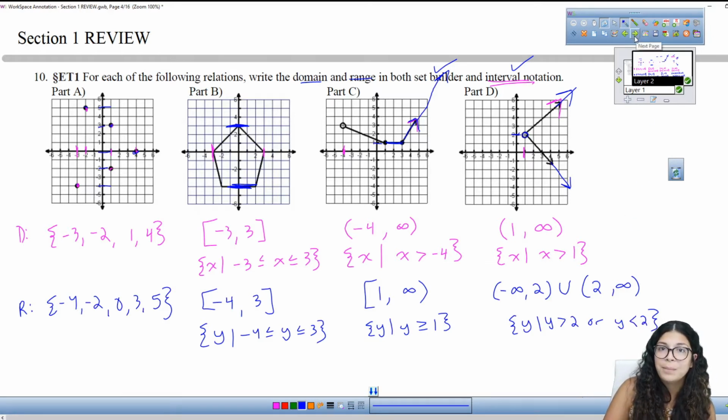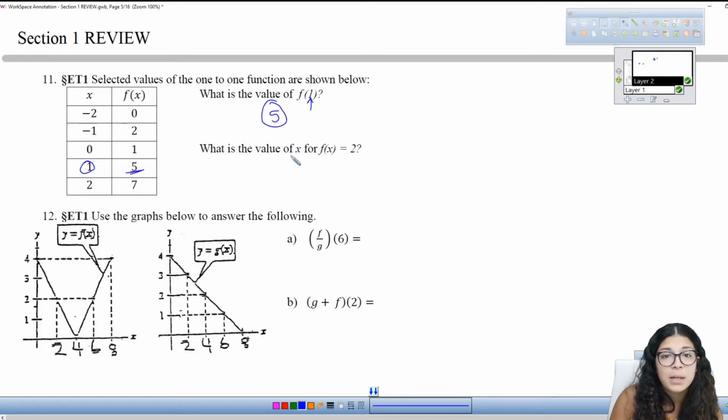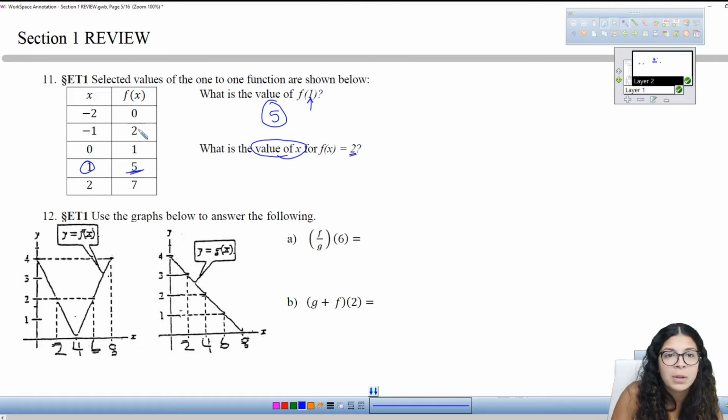Okay, let's move on. So what is the value of f of 1? So here's our function f. Input of 1 has an output of 5. For the next one, we have asking us for the input. What is the x value when the y value equals 2? So if an output of 2, y value of 2, what is the input? What is the x value? Well, -1.